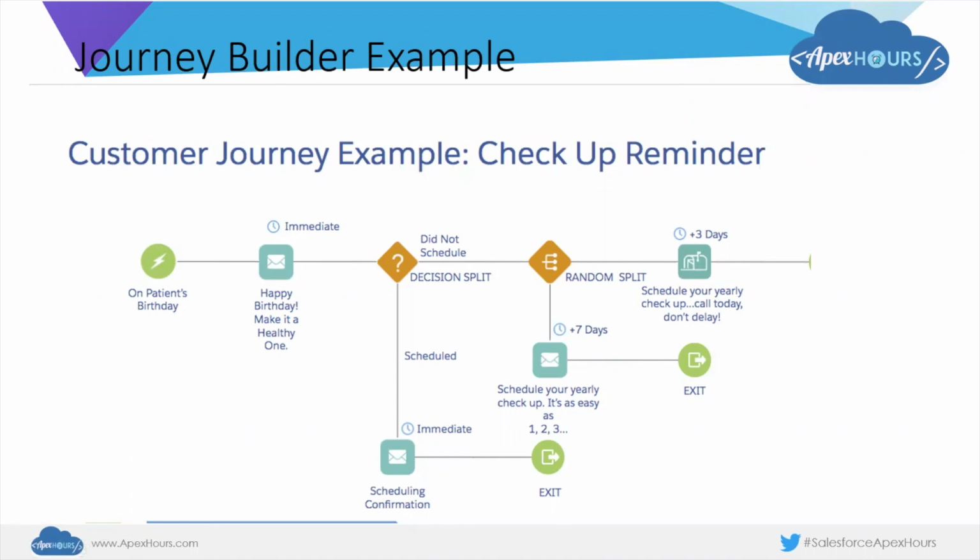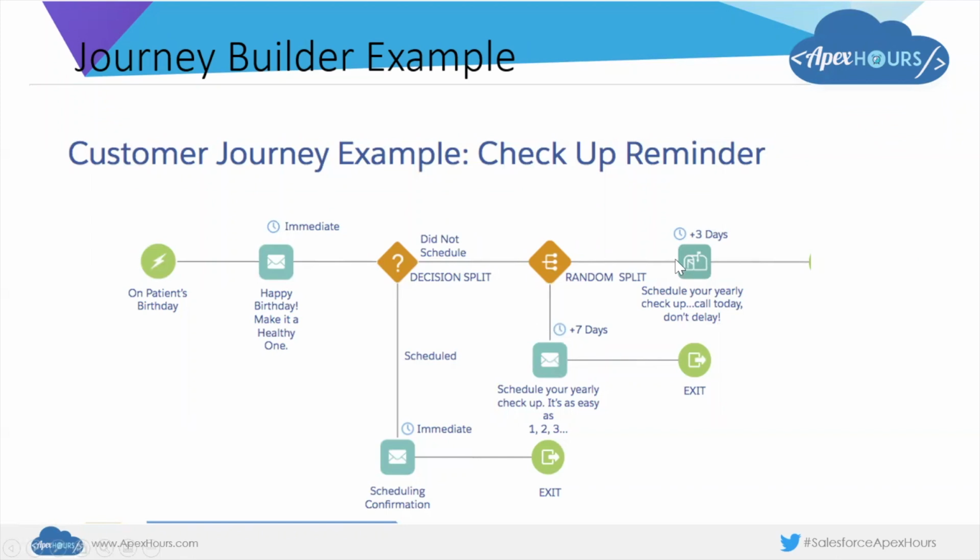Next, we need to know whether they have scheduled or not. So we're going to include a decision split. There may be some attribute in the data extension that determines whether they have scheduled or not. Depending on that attribute, we will route the customers through different paths. If they have scheduled, we are going to immediately send a schedule confirmation email, and then they'll be done with the journey. If they haven't scheduled, then we're going to try out 2 different ways.